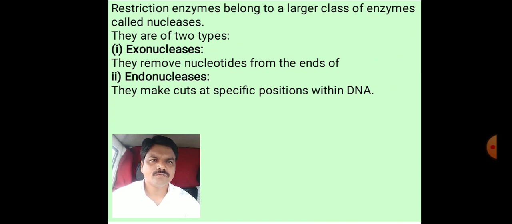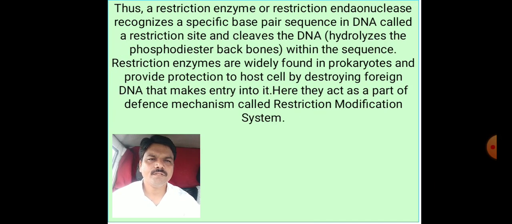Restriction enzymes belong to a larger class of enzymes called nucleases. They are of two types: exonucleases, which remove nucleotides from the ends, and endonucleases, which make cuts at specific positions within the DNA. Thus, restriction enzymes or restriction endonucleases recognize a specific base pair sequence in a DNA called a restriction site and cleave the DNA, which means they hydrolyze the phosphodiester backbones within the sequence.